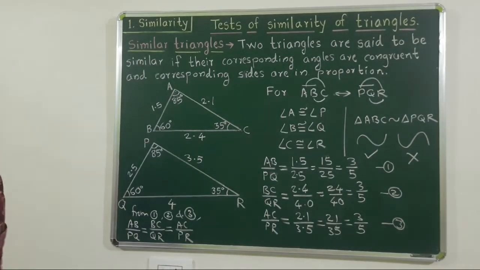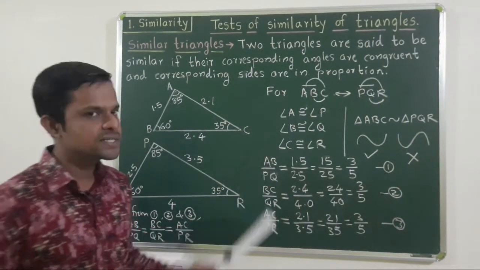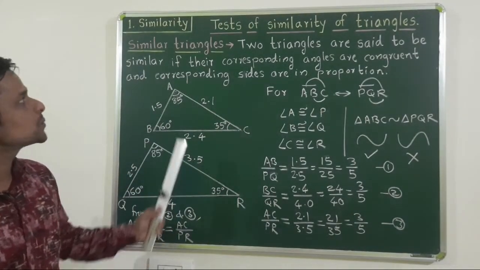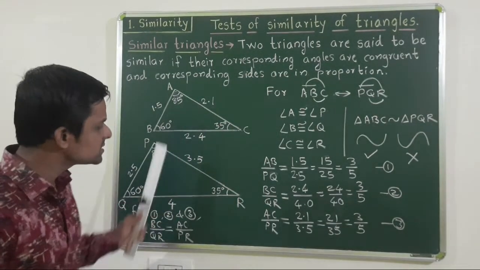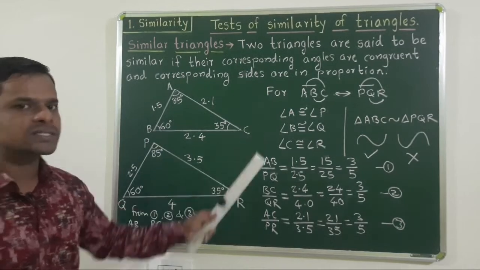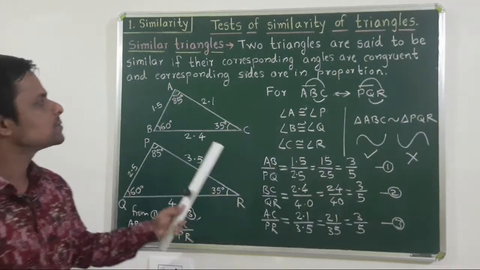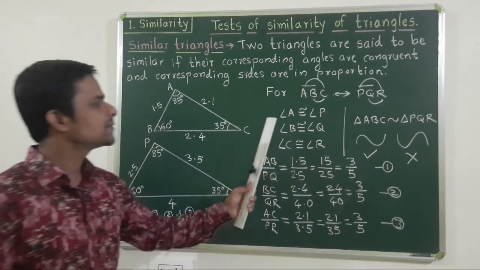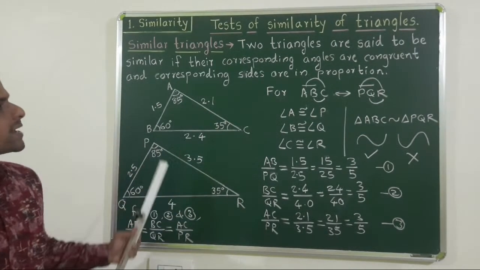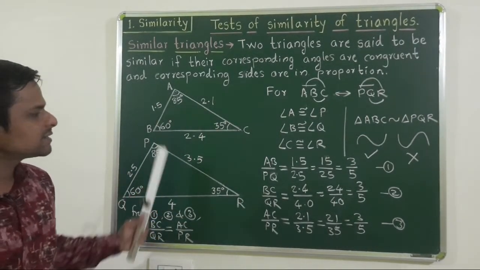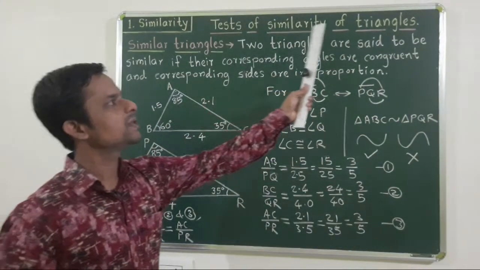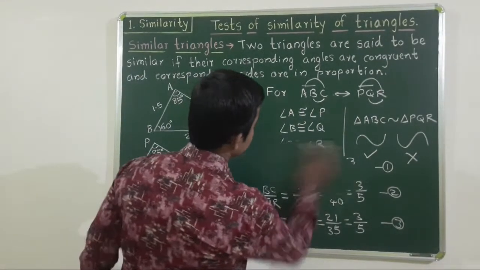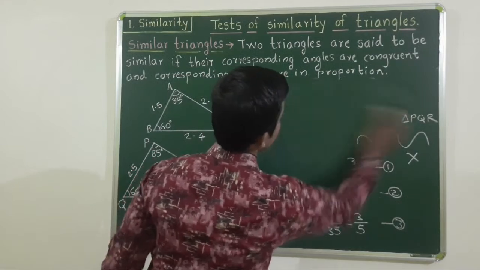Okay. Now out of these 6 conditions, that is 3 angles and 3 sides, we don't need to prove all these 6 conditions to prove two triangles similar. Means we have to choose only 3 conditions. Out of 3 angles and 3 sides, if only 3 conditions are fulfilled, then the two triangles are said to be similar, and these 3 conditions are nothing but tests of similarity of triangles. Same like the tests of congruency of two triangles, but this is similarity.